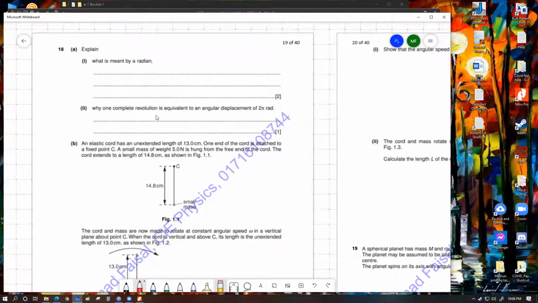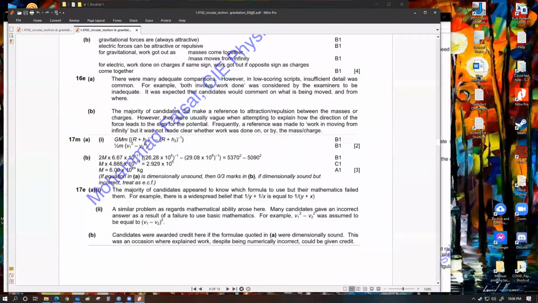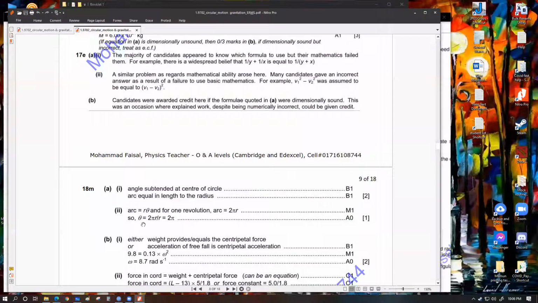What is the answer of this? Because the circumference of the circle is 2 pi r. Is that the answer? Yes. Arc equals r theta, and for one revolution arc equals 2 pi r. Yes, that's the answer. The circumference of the whole circle is 2 pi r. So the total angle subtended at the center by the whole circumference is 2 pi r divided by r, which is 2 pi. Beautiful. My assumption was correct. Nice, feels good.